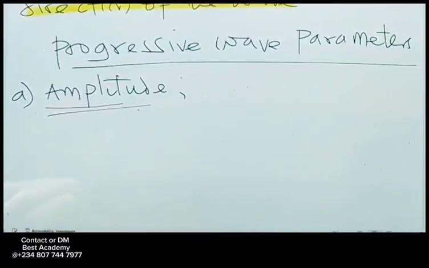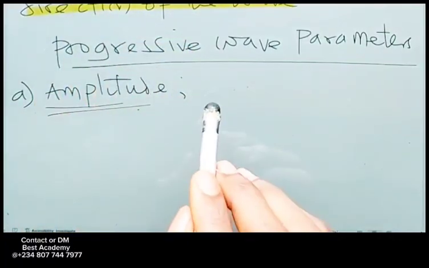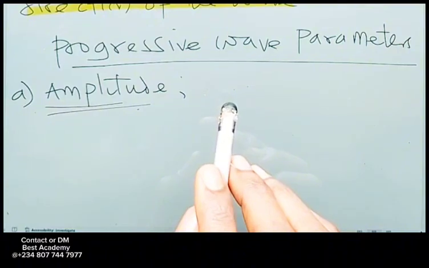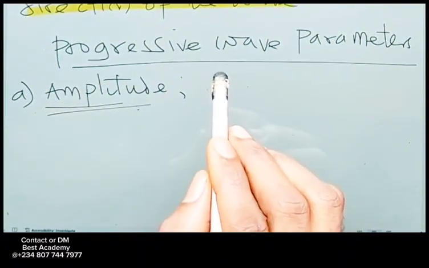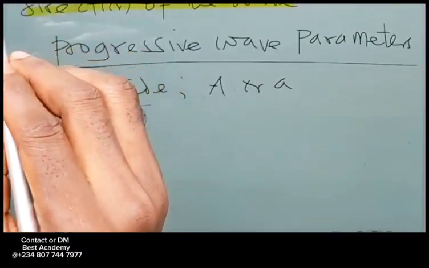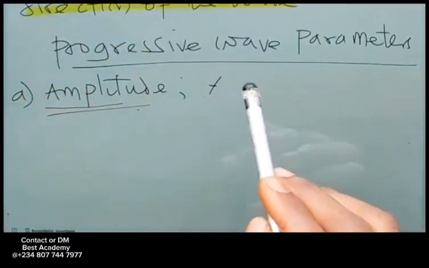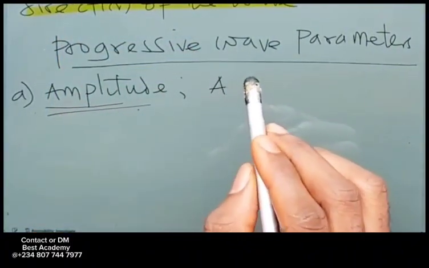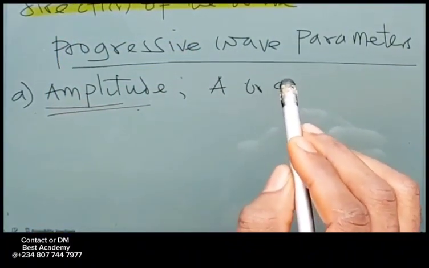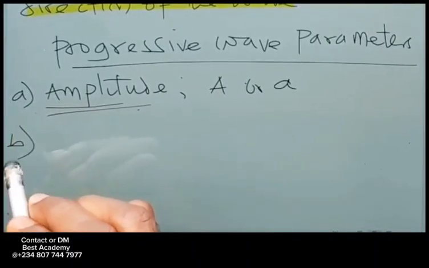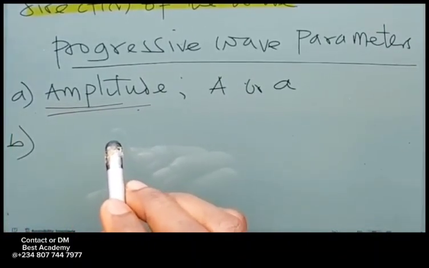Amplitude is the maximum displacement. It can be denoted by A or small letter a. Please take note. Amplitude is the maximum displacement. It can be denoted by A or small letter a. Please take note.